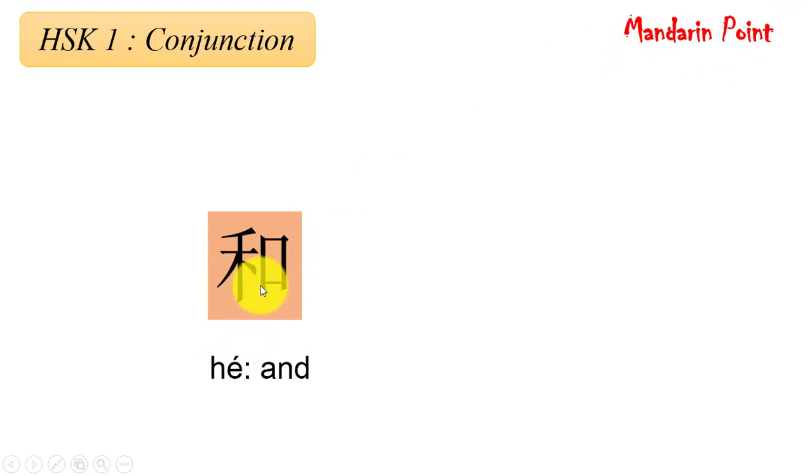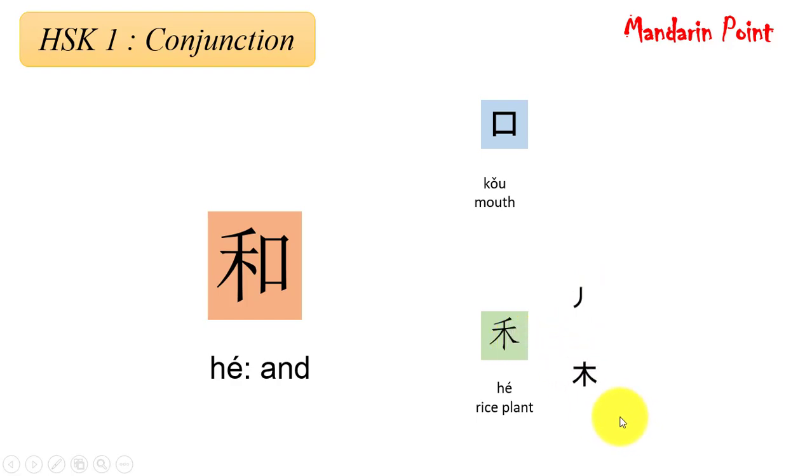Let's decompose it into its left and right components. On right side we have kou, meaning mouth, and on left side we have he, meaning rice plant. So you can notice once again it is phonetic component of this character. We can simplify it further. On the top we have pie, and on the bottom we have mu, meaning wood. So this he is composed of this kou, meaning mouth, pie, and this mu.